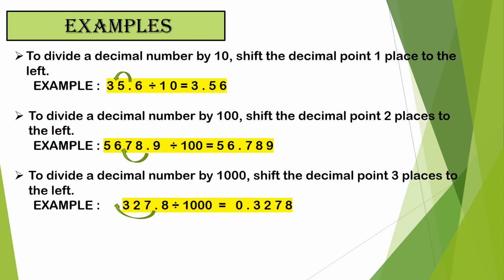Now, here the example is 35.6. You are dividing by 10. So, when you are dividing by 10, you are shifting one place to the left. So the answer is 3.56. Now another example, to divide a decimal number by 100. Now in 100 you have two zeros. Shift the decimal point two places to the left. Now when you are shifting two places to the left, let us see this example.